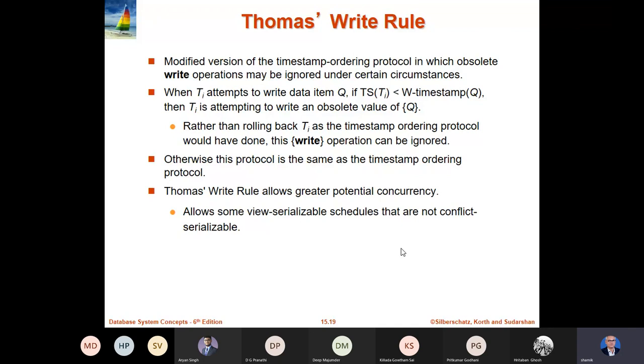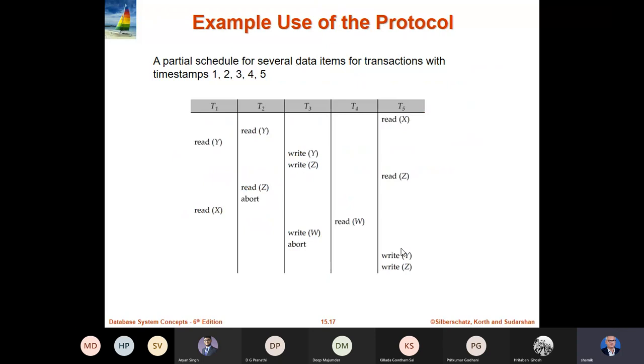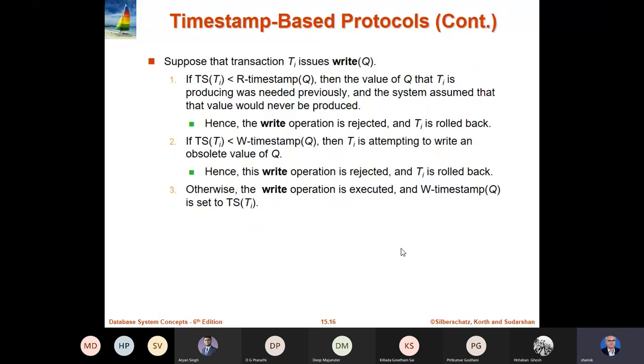Now, why it is ignored is that in this situation, Ti is attempting to write an obsolete value of Q, and some transaction Tj has already written the value of Q and accordingly updated the write timestamp of Q.